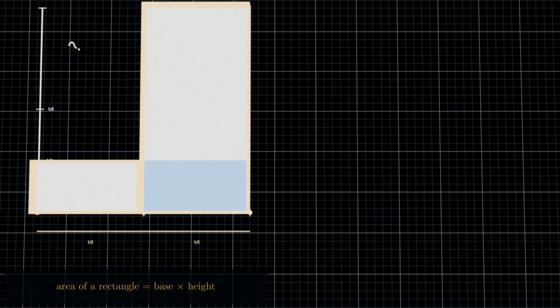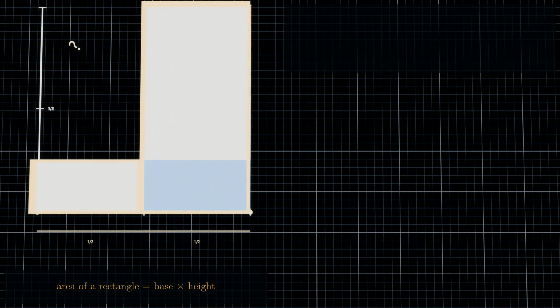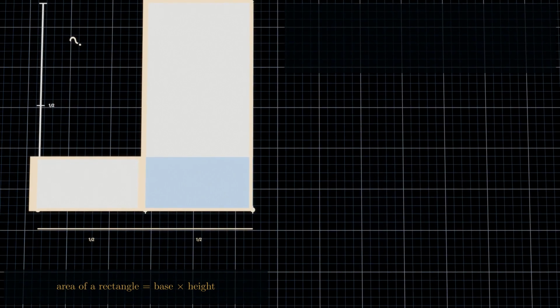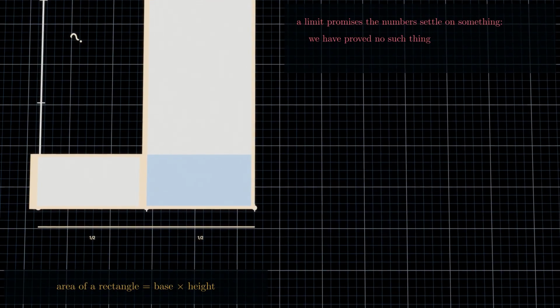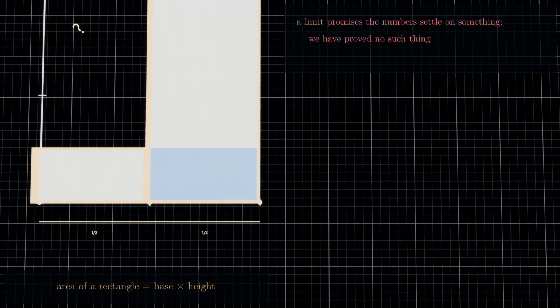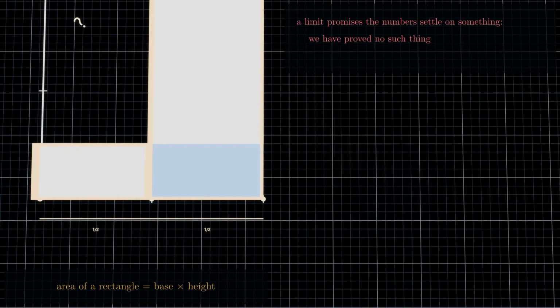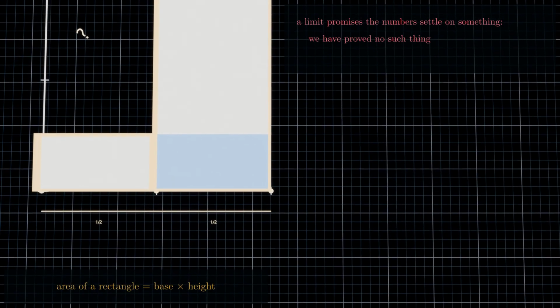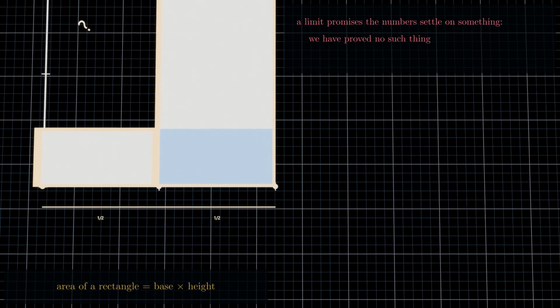Every partition gives one lower and one upper number. We want the best of each, the tightest trap. Instinct says take a limit, let the strips get thin. Stop, we have not earned it. A limit promises the numbers settle on something. We have proved no such thing. And the precise way to say the strips get thin needs a delta we have not built and a settling theorem we have not proved.